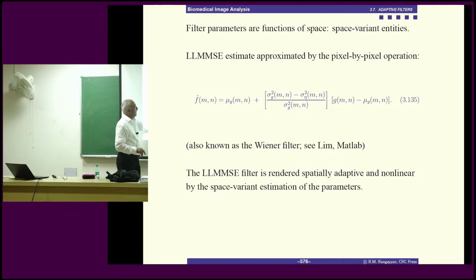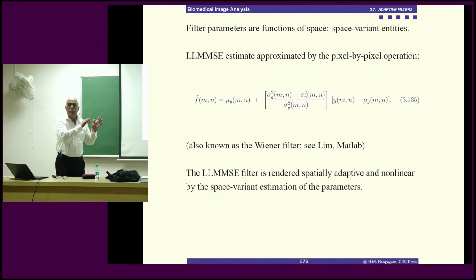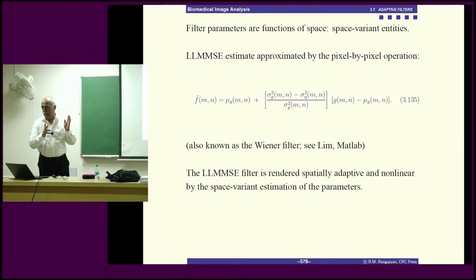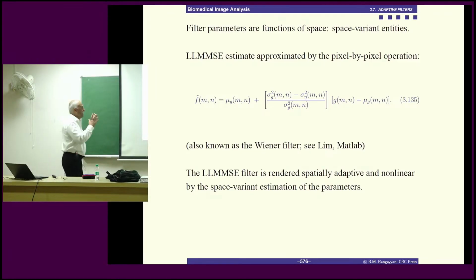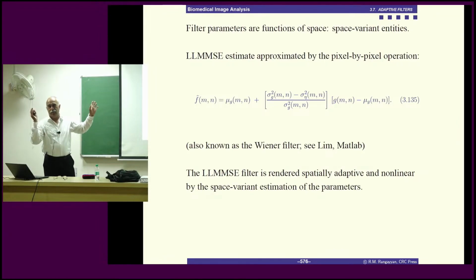MATLAB calls this the Wiener filter. Lim also calls this the Wiener filter. It's only because of that minimization of the squared error. Otherwise, it has nothing to do with Wiener. So there is some similarity, but the interpretation is slightly different, as we will get to at the end. So this LLMMSE, local linear minimum mean squared error filter, is spatially adaptive and non-linear because of the space variant estimation of the parameters. It depends on the image, so if you add two images, these statistics will be different.